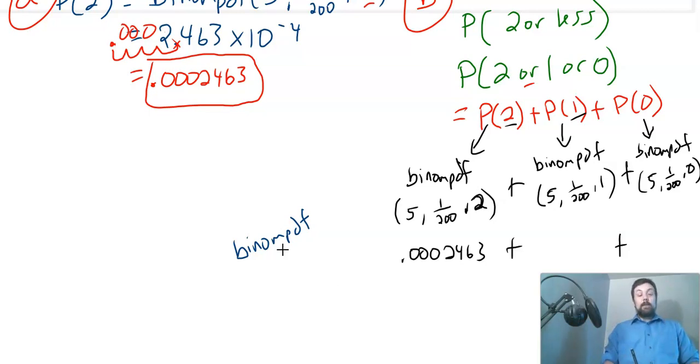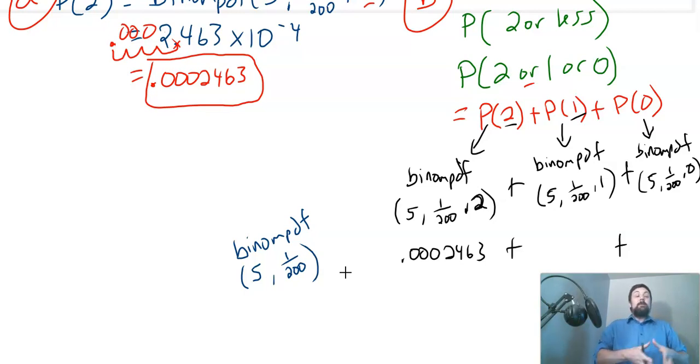And the way you do that is you go to binomial PDF, you type in 5 for the number of trials, you type in 1 over 200 for the probability of a success on any one trial, and you don't specify the number of successes. You just leave that number off, right? So instead of putting 2 or 1 or 0, you just close the parentheses after that. By not specifying the number of successes, it will do the calculation and tell you all of them.